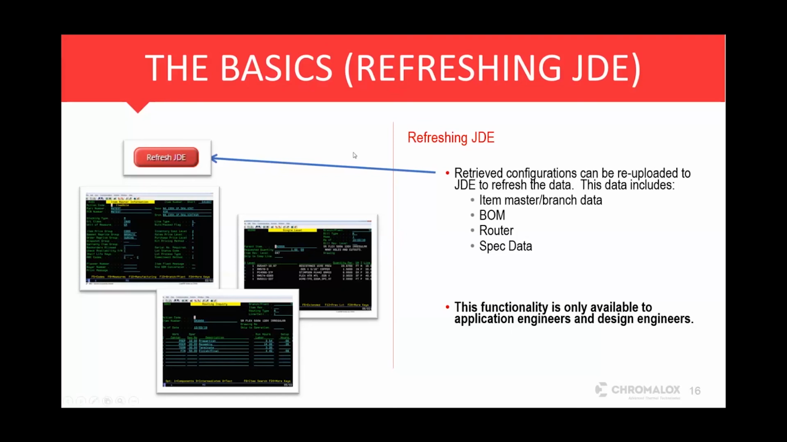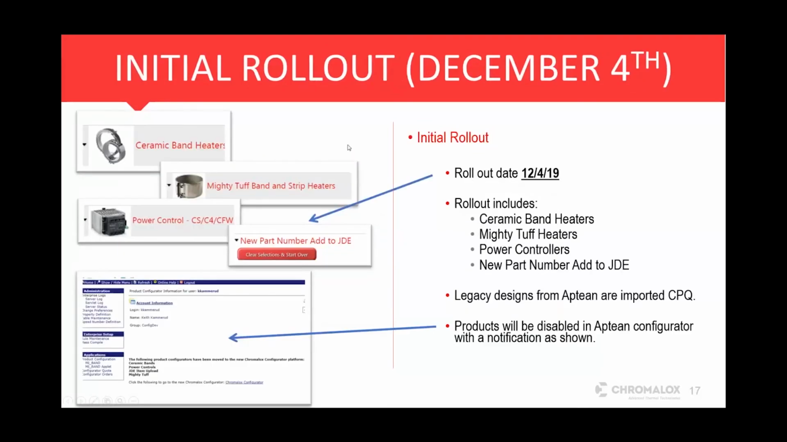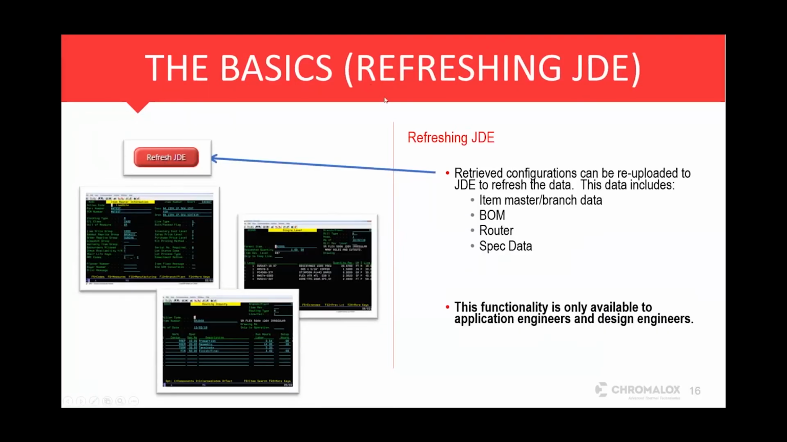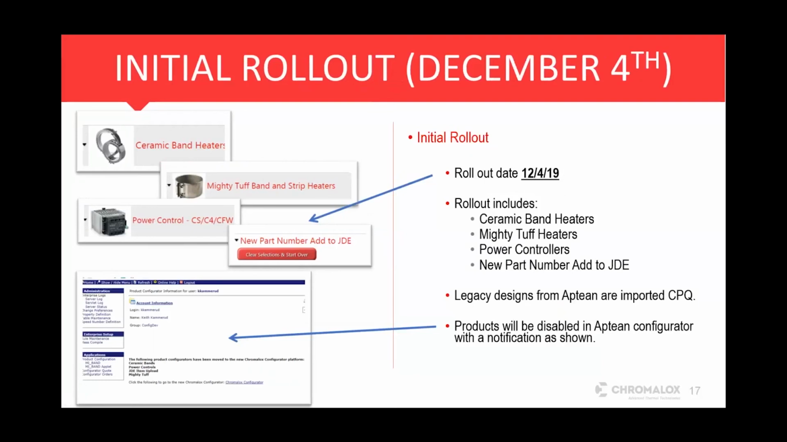Let me jump ahead. So, again, I just talked about the basics, and I'm flipping through some of them here. But these basics, I just want to emphasize, are found in pretty much every configurator rolling out. Some are going to be a little different, but they're going to be in pretty much all of them. I mentioned we're going to have a rollout tomorrow of 4 configurators. It's going to be the ceramic band heaters, the Mighty Tough band and strip heaters, power controllers, and the new part number add to JDE configurator.